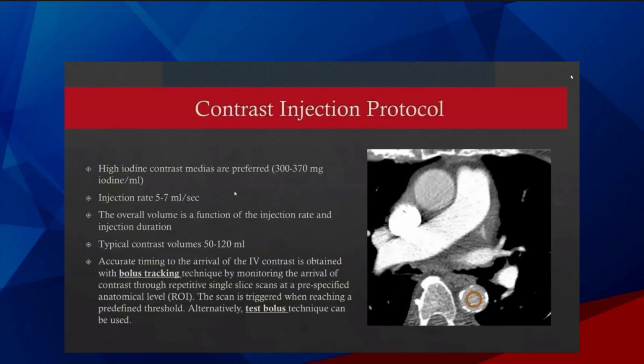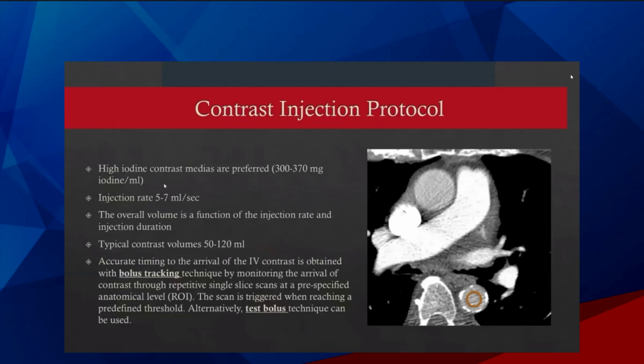As far as contrast media, we like to use something between 300 and 370 milligrams of iodine per milliliter. Most of the time here, we might use Omnipaque 350. Different hospitals use different types of contrast media, but you want it to be at least 300 milligrams of iodine per milliliter.